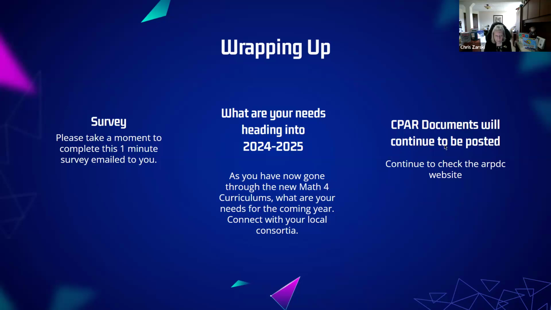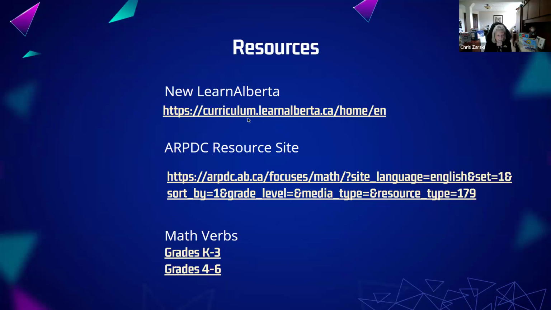The CPAR documents, remember, are found on the ARPDC website, and there are more of those coming up now for 4, 5, 6, so just keep checking back to see what's been posted. Here are the links for you for New Learn Alberta and the ARPDC site. And if you have not yet downloaded the verbs document, you might want to do that, because we had a team from the ARPDC work on the definitions of the verbs and give exemplars where possible. It helps so that we're all talking the same language when we interpret those verbs, and we're not doing something very different than somebody else might be. It just provides a little bit of continuity there.